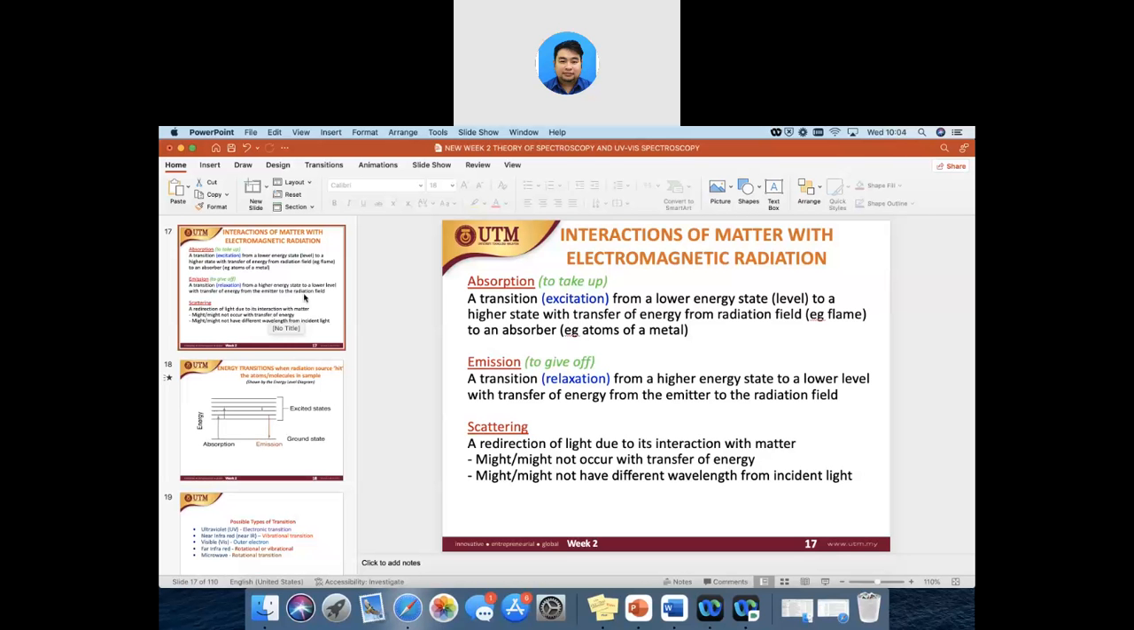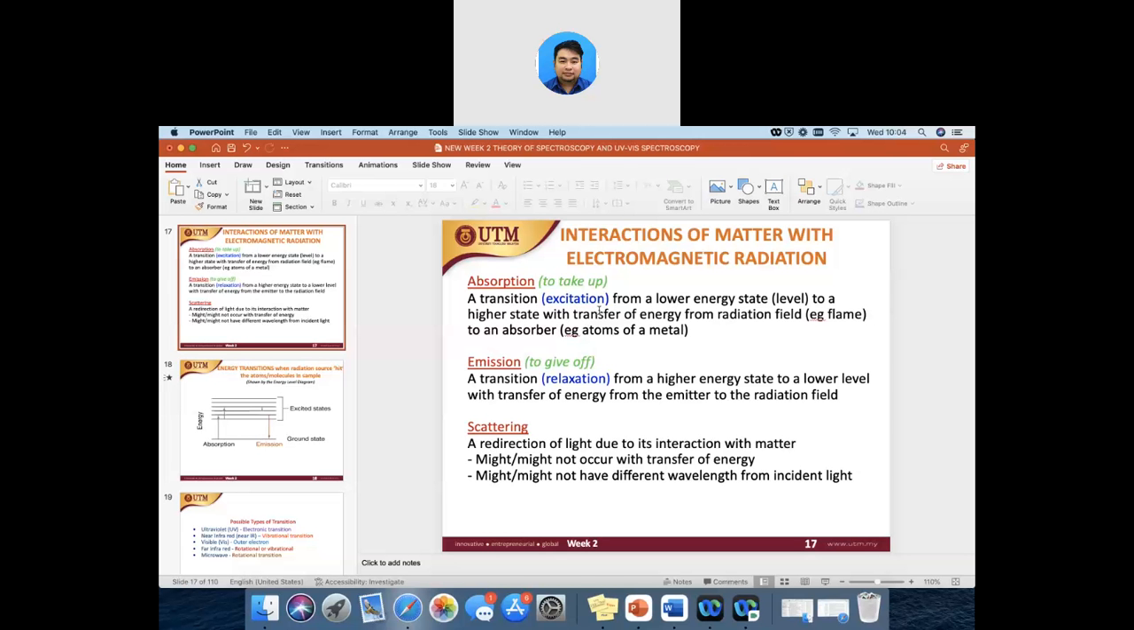There are three types of interaction when your analyte interacts with electromagnetic radiation. First is absorption, to take up. The second one is emission, to give off. The third one is scattering. Let's look at them one by one. Absorption, as I mentioned before, is to take up.